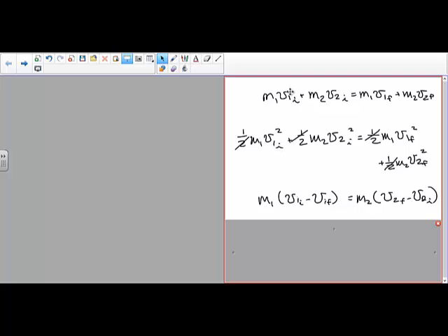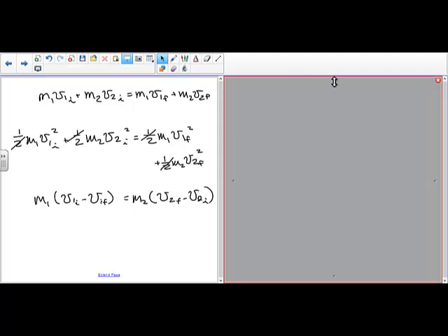Actually, no, that's not true. So what we're doing here is we are taking conservation of momentum and just rearranging that. So we take this term, v1 final, move it to the left-hand side. So it becomes m1 times v1 initial minus v1 final. And then we take this term, move it to the other side. So you have this term, m2 v2 final, and then you have m2 v2 initial. So we're just rearranging the terms for conservation of momentum.